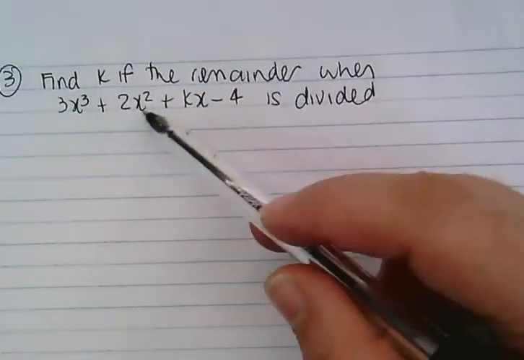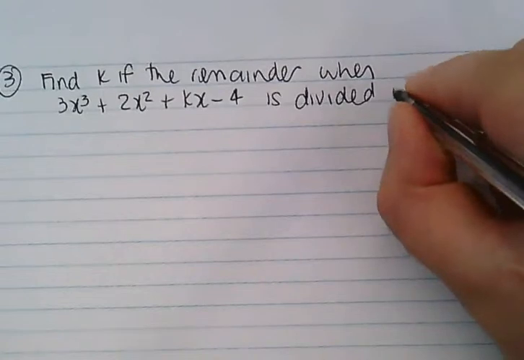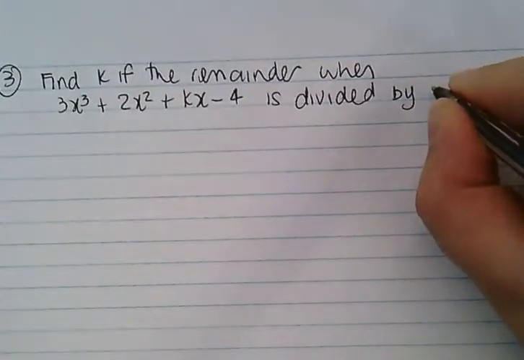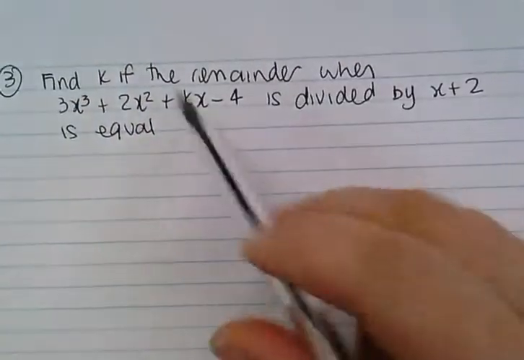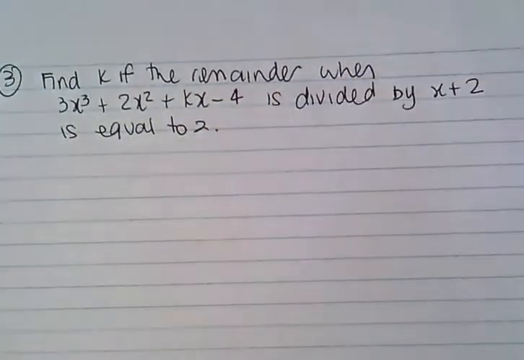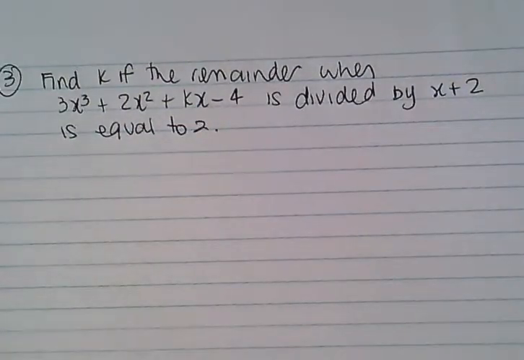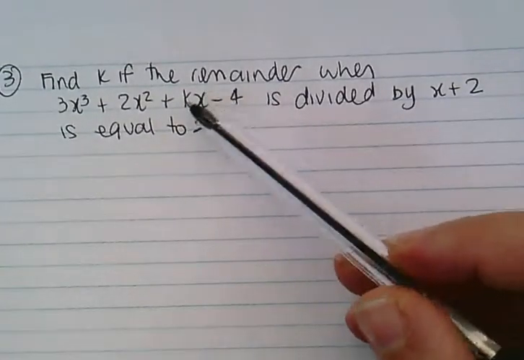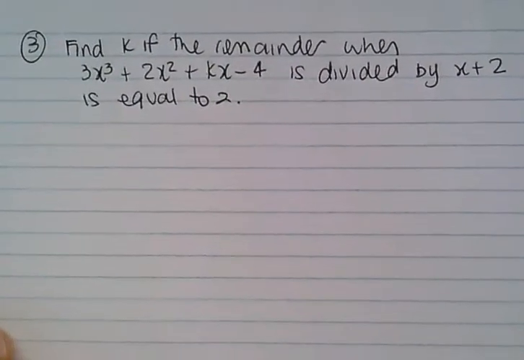The remainder when 3x cubed plus 2x squared plus kx minus 4 is divided by x plus 2 is equal to 2. So in other words, when you divide that polynomial by x plus 2, you get the remainder is 2. Now, I wouldn't want to do a division with a k in it. You're not doing this by dividing. I could, but it'll get quite messy, because I'm going to end up with all these pronumerals in my division, all right? But we use the factor theorem for this.